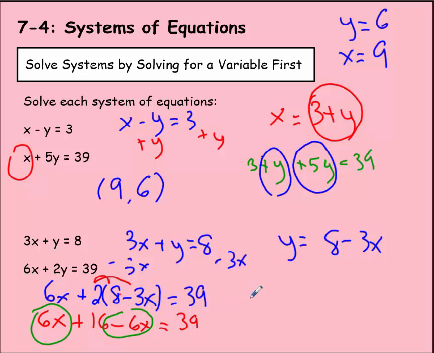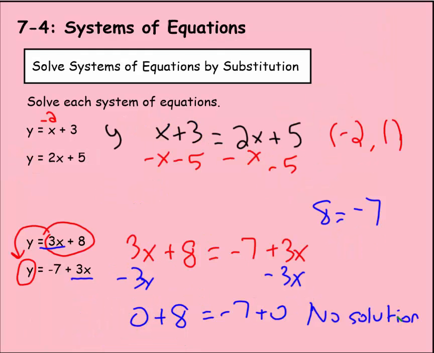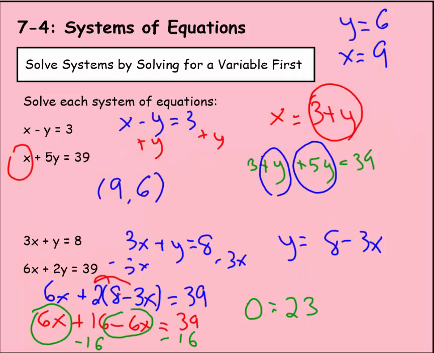If we're going to simplify this then, we have 6x and then I have minus 6x. 6 minus 6 is going to give me 0, okay? So 0 plus 16, we could subtract 16 from both sides. So 0 is going to equal 39 minus 16, which is 23. And here I see a false statement. 0 is not 23. Remember last time when we had that false statement, there was no solution, which means that these lines must be parallel. So our answer is then no solution.